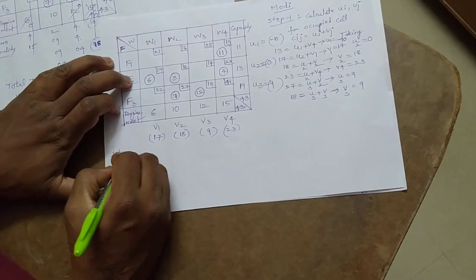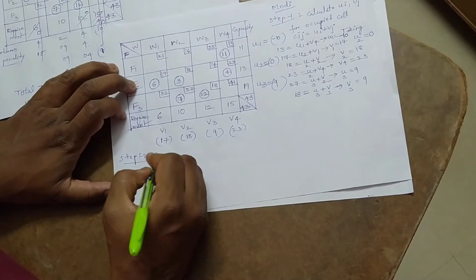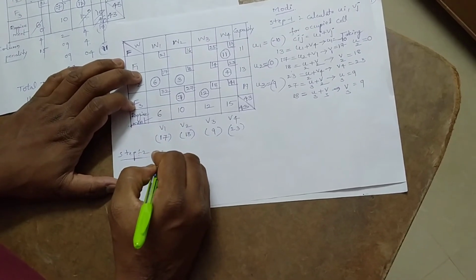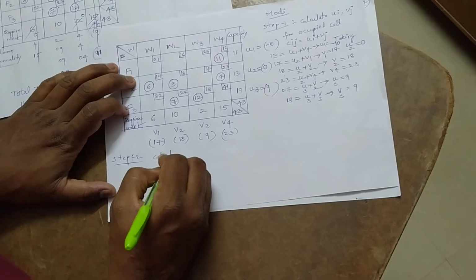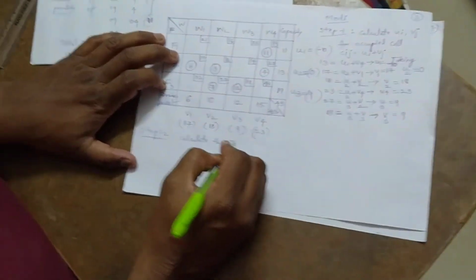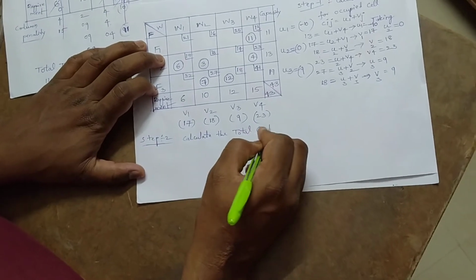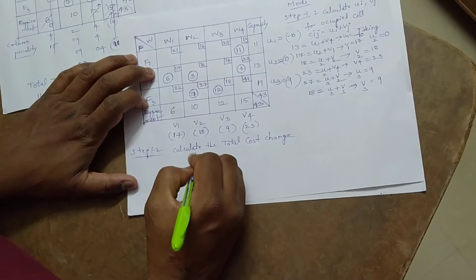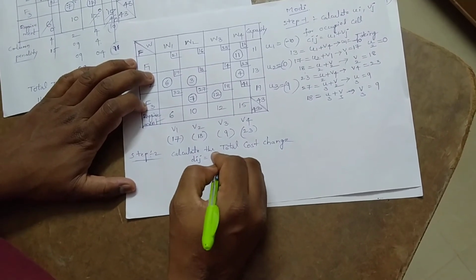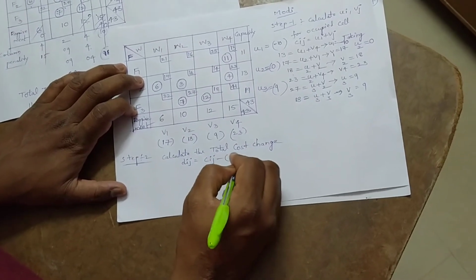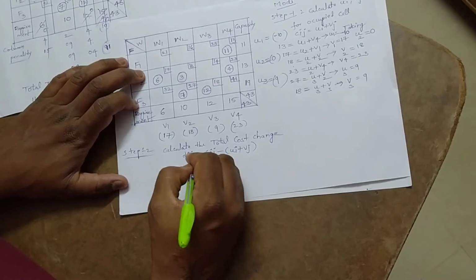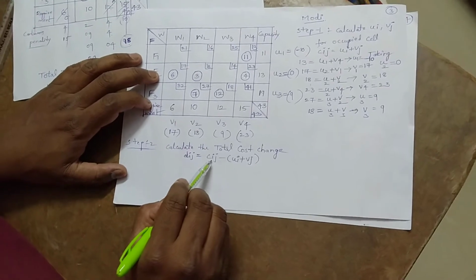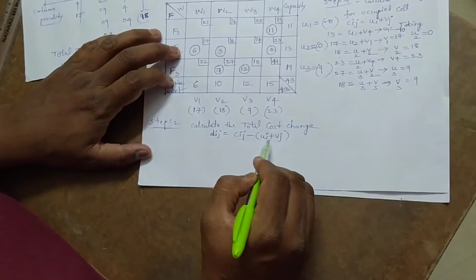In step 2, we are going to consider each unoccupied cell, and for each unoccupied cell we are going to calculate the total cost change. How to calculate the total cost change for each unoccupied cell? This is nothing but Dij is equal to Cij minus (Ui plus Vj). This was already explained in the modified distribution method. Dij is equal to the cost associated with the ith row and jth column minus (Ui plus Vj).